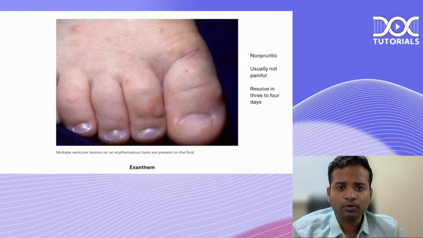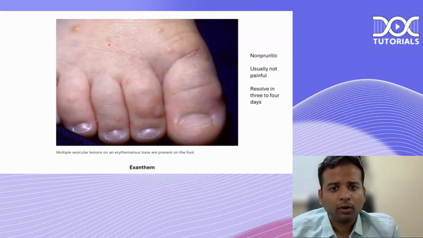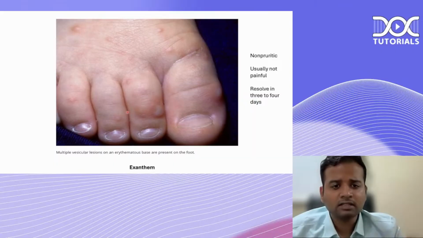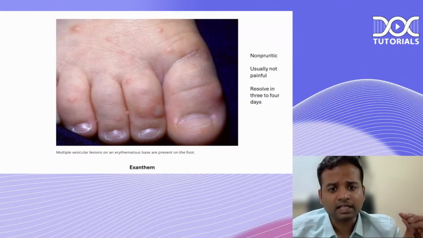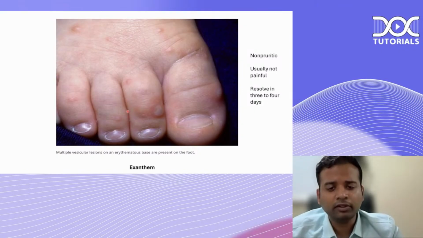And along with the oral mucosa, oral enanthem, skin is also involved. As you can see in this picture, multiple maculopapular and vesicular lesions are present in this child involving the foot. Multiple vesicular lesions on an erythematous base are present on the foot, and lesions are present at the same time in various stages, like in chickenpox. But this only involves the hands and feet.